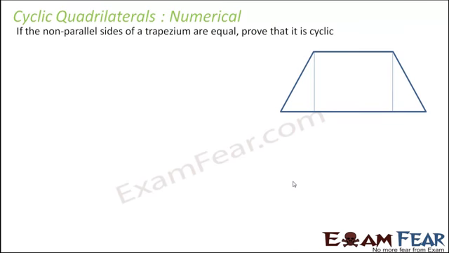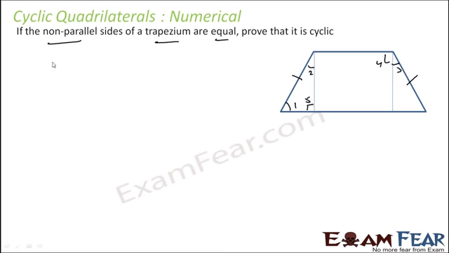If the non-parallel sides of a trapezium are equal, prove that it is cyclic. The non-parallel sides, that is these two sides, are equal. That is given, so we have to prove that it is cyclic. So let's put some numbers here. Let this be angle 1, angle 2, angle 3, and let these two 90 degree angles be angle 4, and this be angle 5.